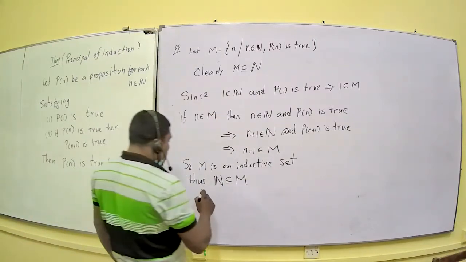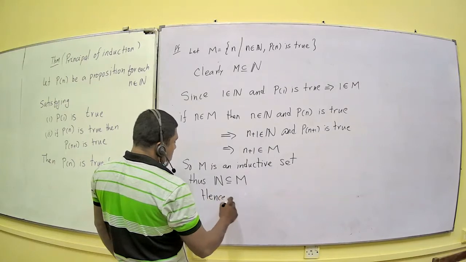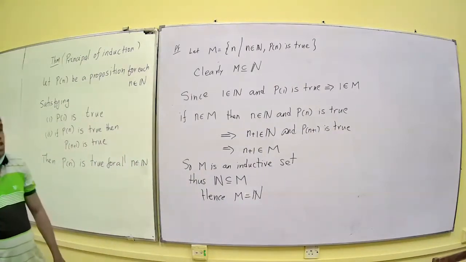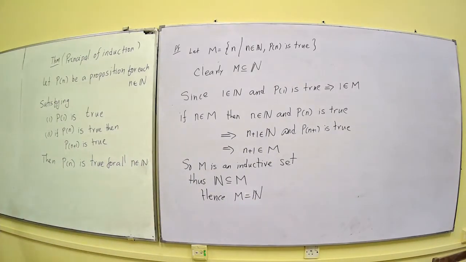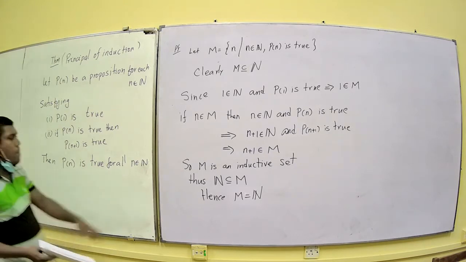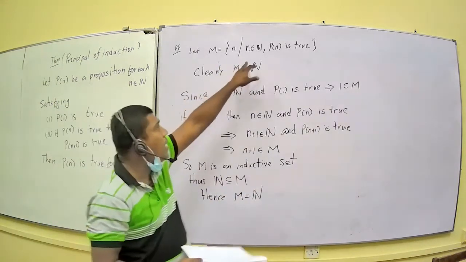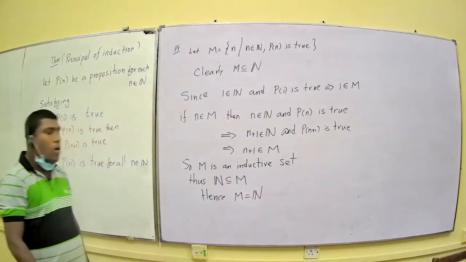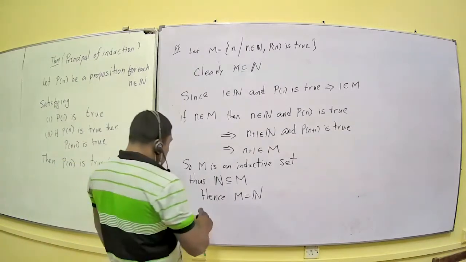So that means M and the natural numbers should be equal. One being a subset of the other and vice versa is possible only for two equal sets. So that is why, with M a subset of N as well as N a subset of M, M is actually the natural numbers. So M must be equal to N, but M is defined as the set of all n such that P(n) is true. Therefore, P(n) is true for all natural numbers.